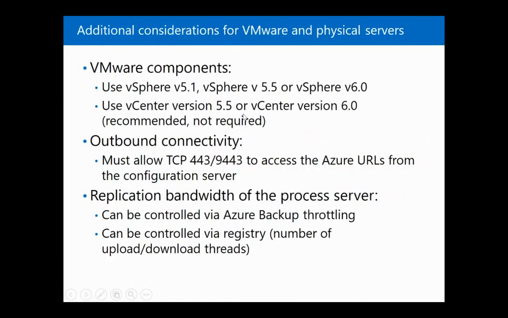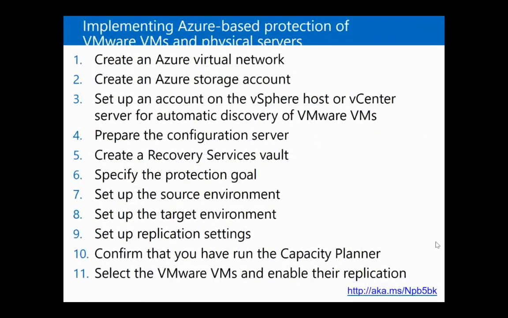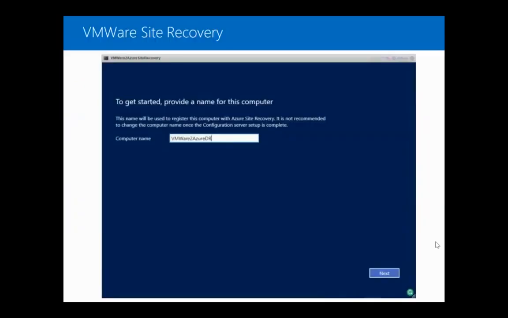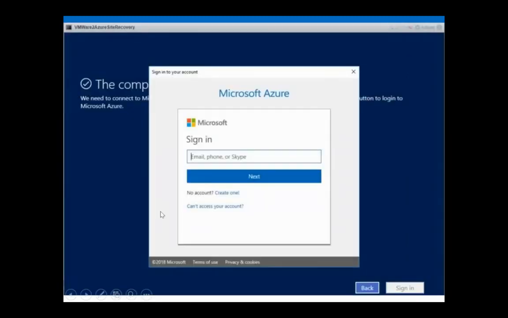So what are the requirements for VMware? vSphere 5.1 and above is supported, and you need to allow TCP ports 443 and 9443 to access the URLs, and the replication bandwidth needs to be configured. How do you select a configuration server? This is your configuration server. The machine will be downloaded as an OVF file. You give a computer name.